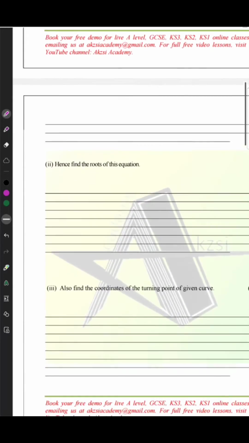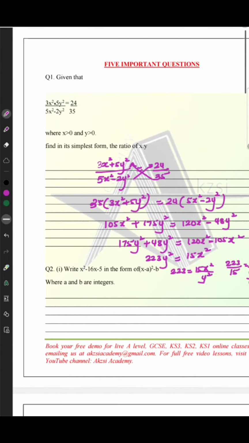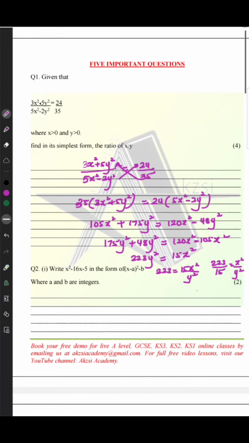And to calculate their ratio, I just need to root them. So on rooting, that will give me the answer as root of 223 over root of 15, and that's x over y, and the ratio of them will be root of 223 over root of 15.